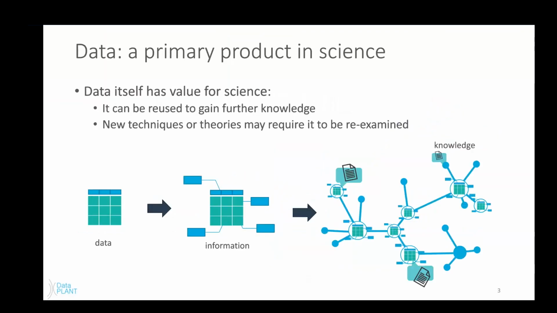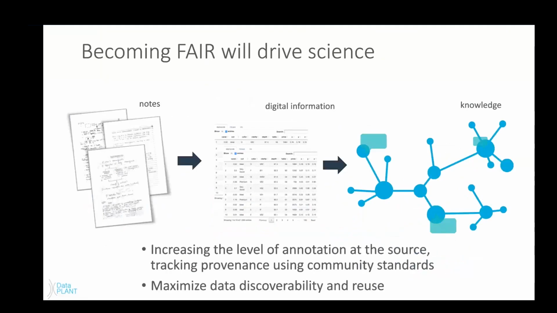But in science, all data is valuable. Whether or not it is published, there is still the potential to learn new things. So this data can be reused to regain further knowledge, either in and of itself or coupled with maybe newly acquired data. There are also always new techniques or theories that may require this data to be re-examined. So it's important that we don't lose this data. Even if it doesn't end up in a journal publication at first, it may be useful down the line. So we believe that becoming FAIR will drive science.